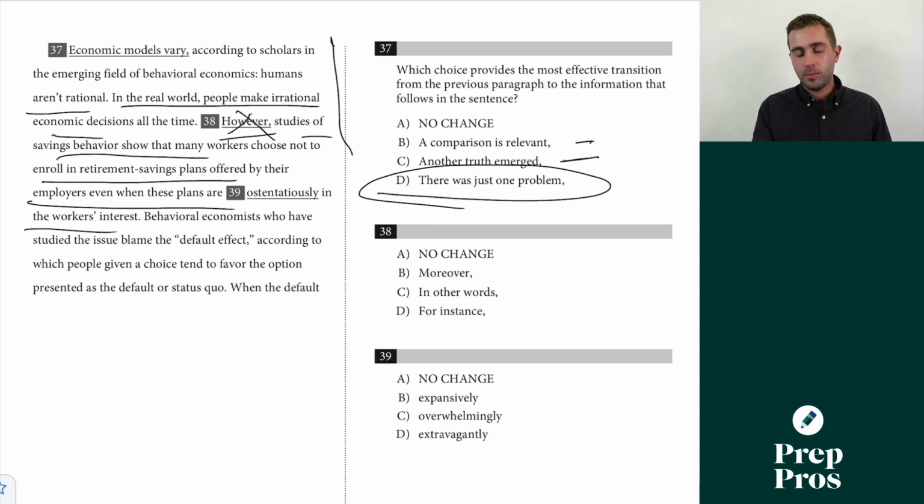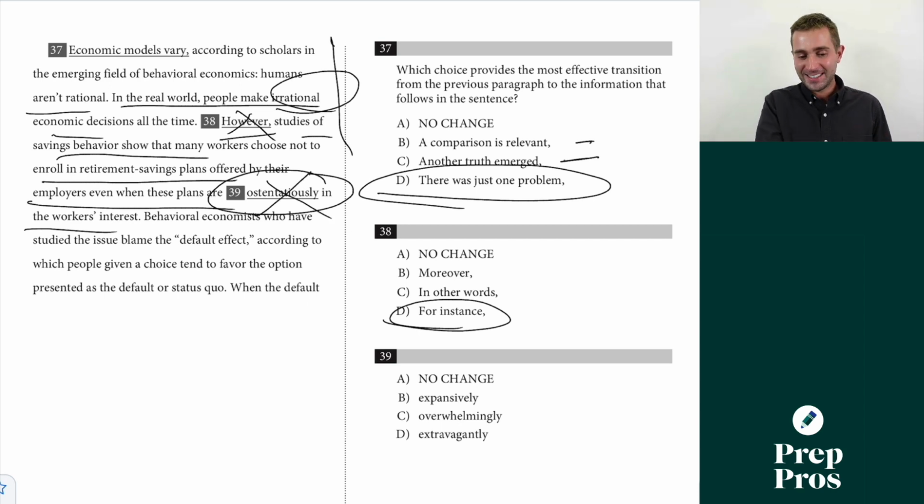In the real world, people make irrational economic decisions all the time. Studies of savings behavior show that many workers choose not to enroll in retirement savings plans offered by their employers, even when these plans are, right, so this is going to be a word choice question we'll get to in a second, in the worker's interest. So here, we're just giving an example of people making irrational decisions, so the only one that is used for an example is going to be D. Now, 39 here ostentatiously makes no sense when we're talking about being in someone's interest. We're just saying overwhelmingly where they're really in the interest of the workers here.